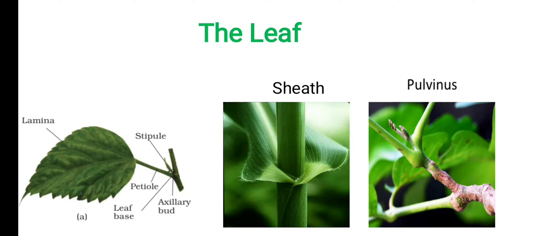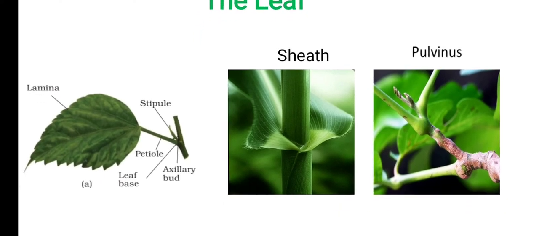presented by NCERT. First one is sheath. What is meant by a sheath? Here you see a stem over here. Around the stem, a leaf-like structure which encloses the stem, that is known as sheath. The second one is pulvinus. What is meant by pulvinus? In the petiole, where it connects the main stem, I mean at the leaf base, the petiole is somewhat bulged. That part is known as pulvinus.